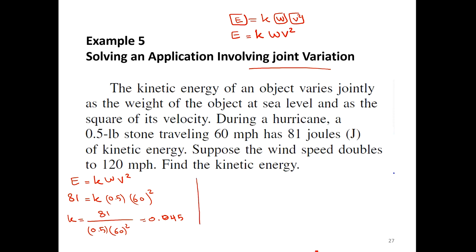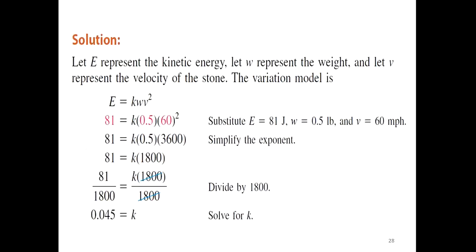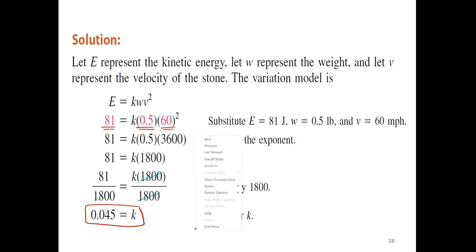Okay, we have energy equals K W V squared. So K equals 81 over the value of W multiplied by velocity squared, where we divide the energy by them. So we have 0.045. This is the formula.